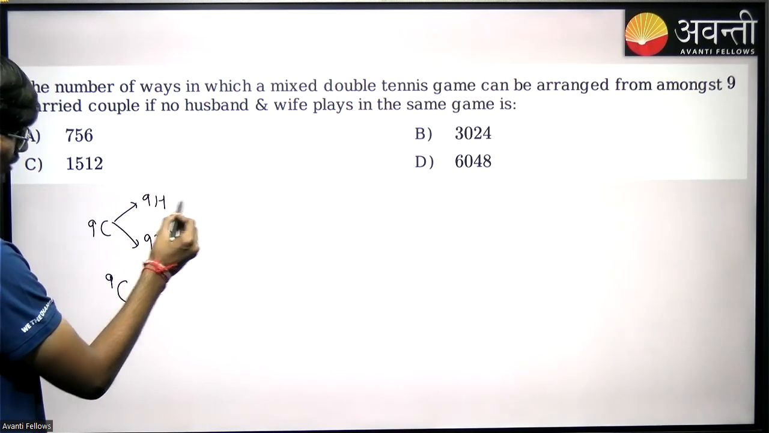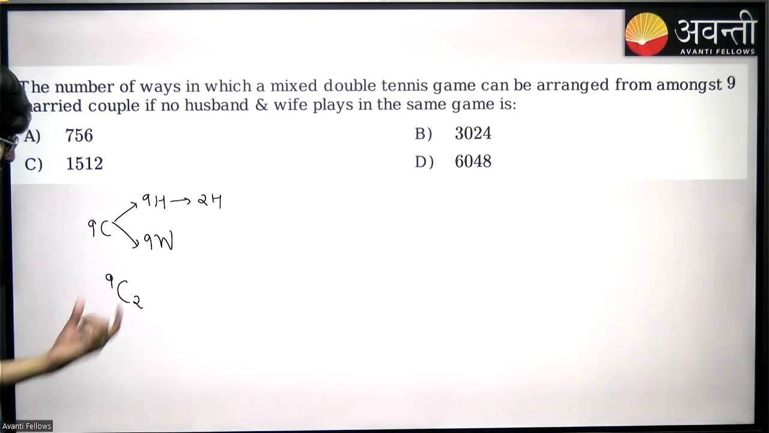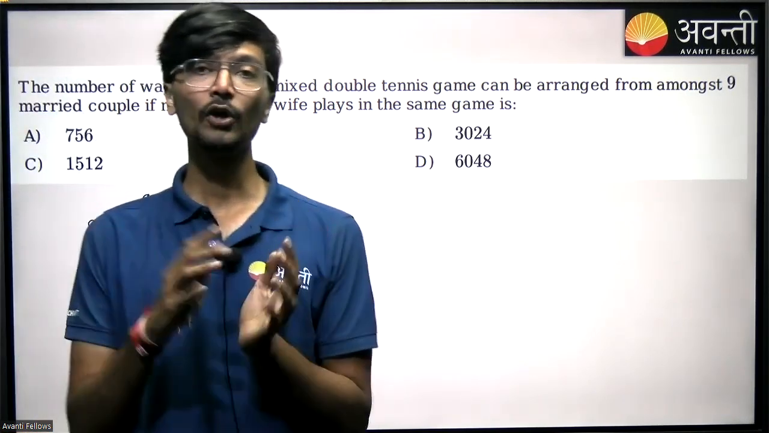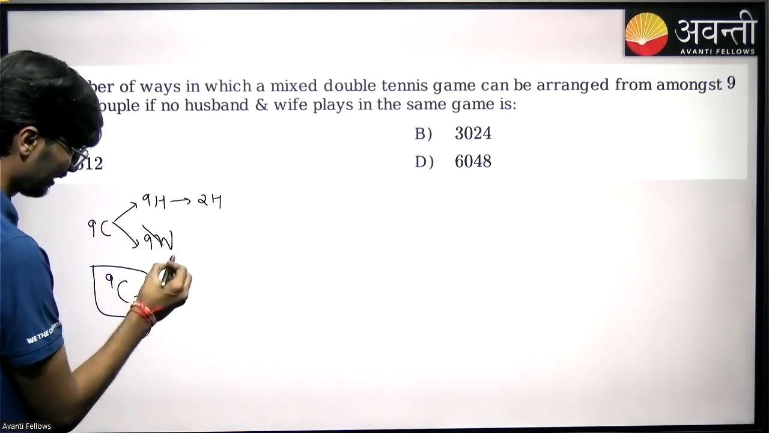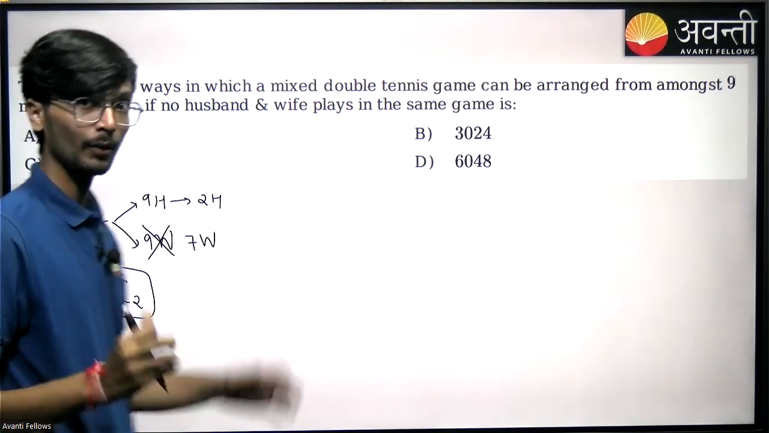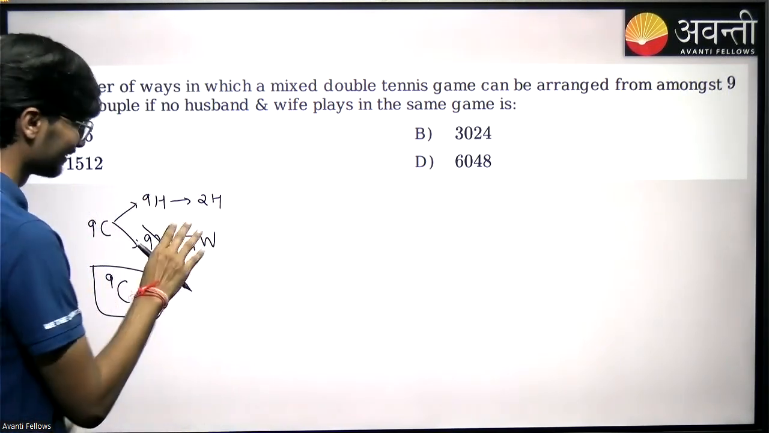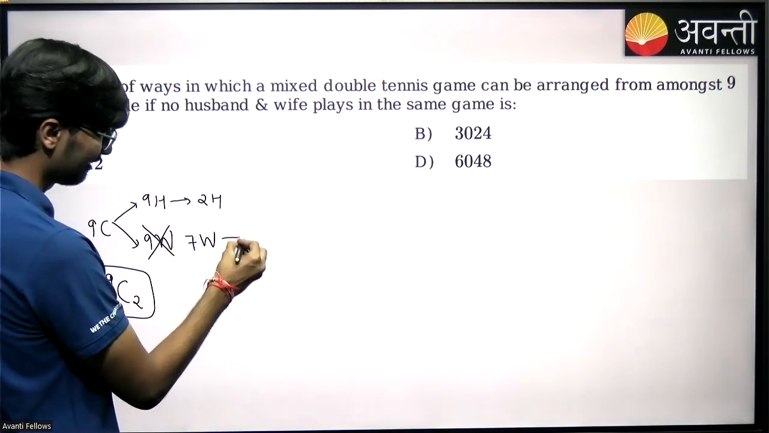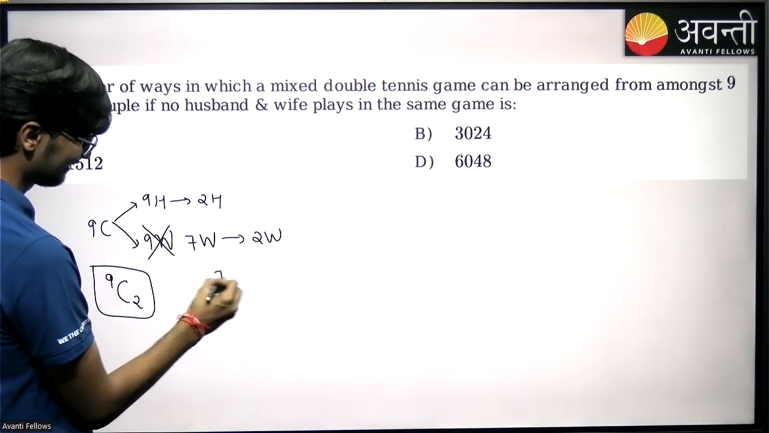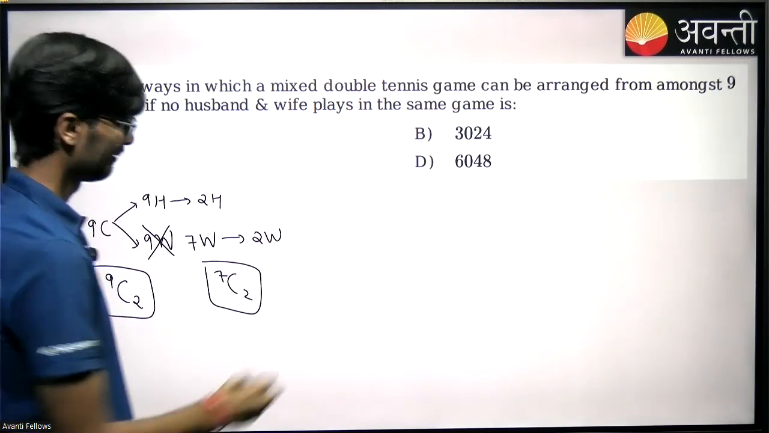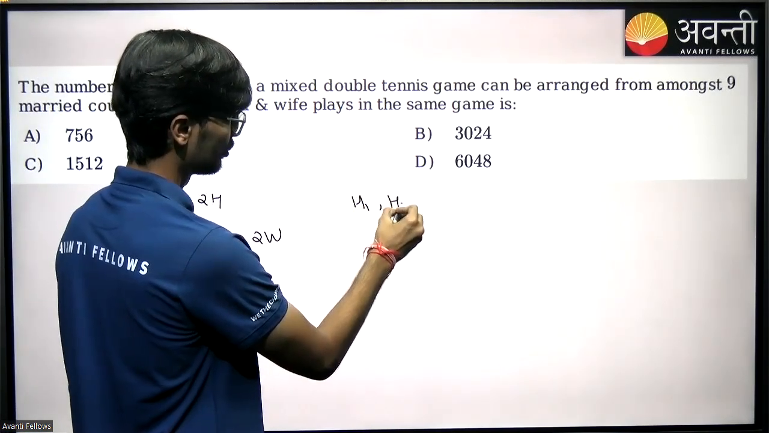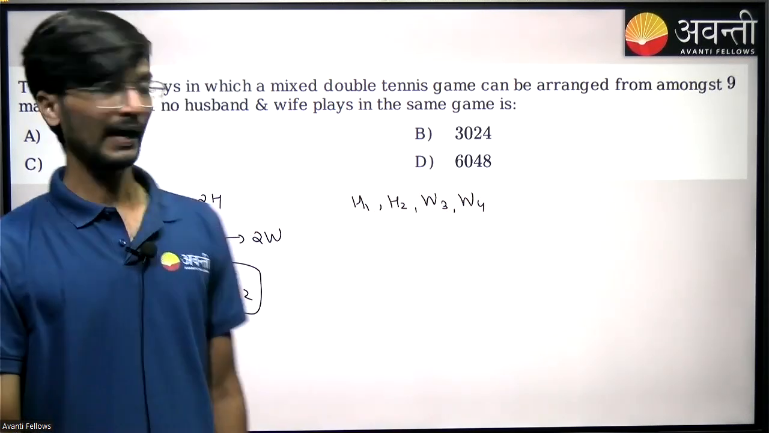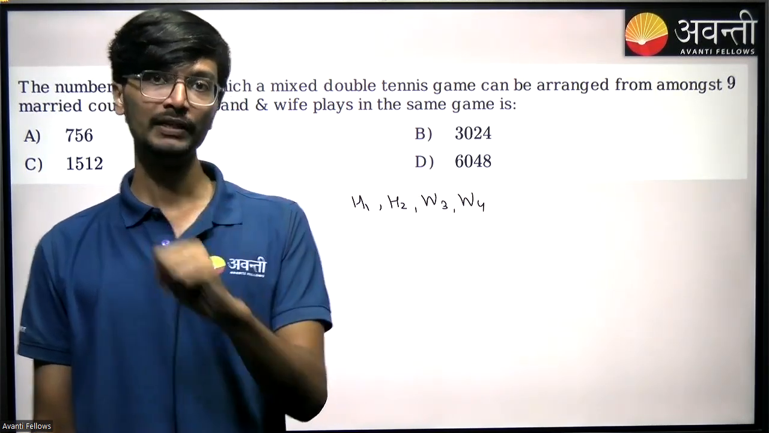So I will select 9C2, selecting 2 husbands from 9. If I select those 2 husbands, then I will not select their wives. That means the wives remaining are 7, because we cannot select the wives of these 2 husbands. So out of 7 wives, I have to select 2 wives. That means 7C2. Now, that means I got H1, H2, W3 suppose, and W4. Now I have to arrange them, like how many combinations are possible.